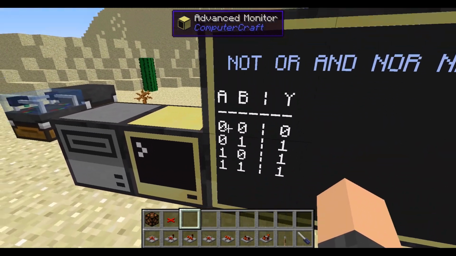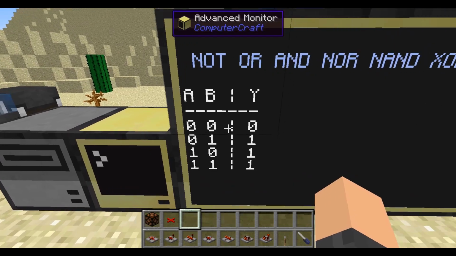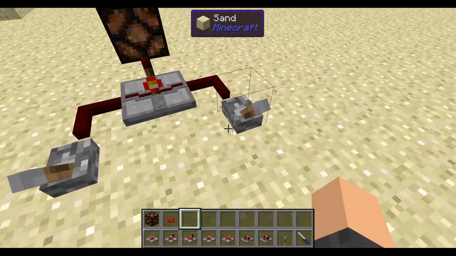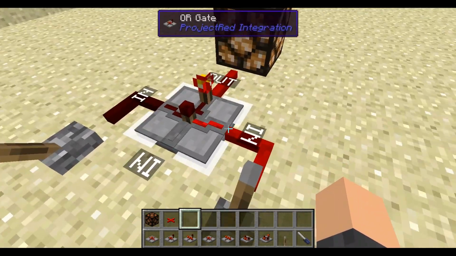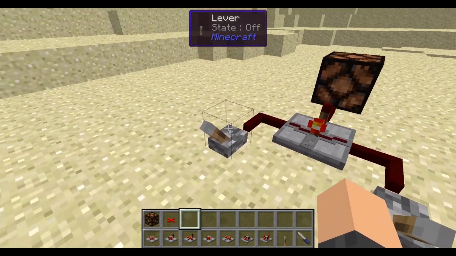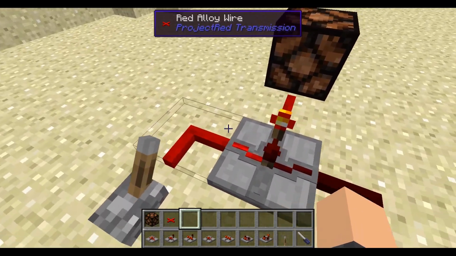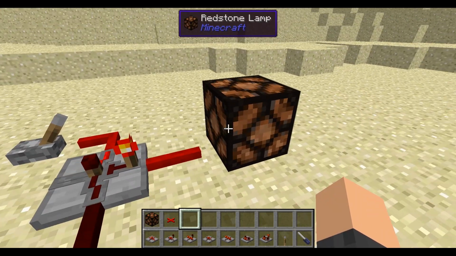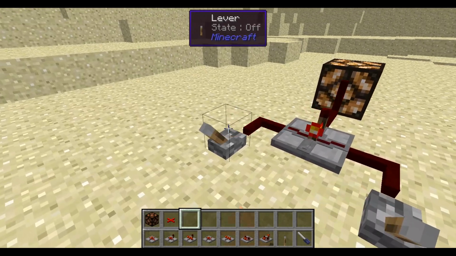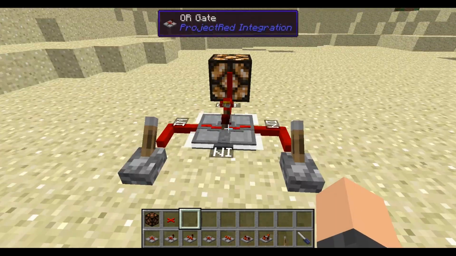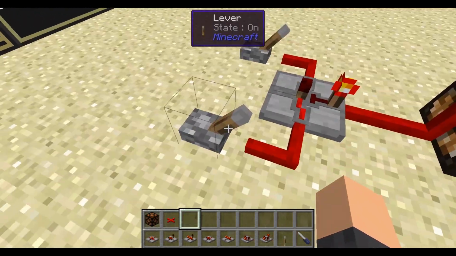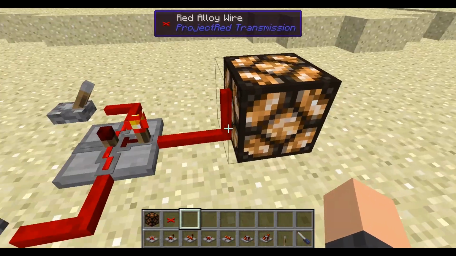So the only time an OR gate won't output is when both inputs are set to 0, like it is now. If I set it to 0, 1, the output is going to be high and the light turns on. And if I set it to 1, 0, the output goes high and the light turns on. And if both of them are on, it doesn't matter, because even if just one input is high, the output will also be high.